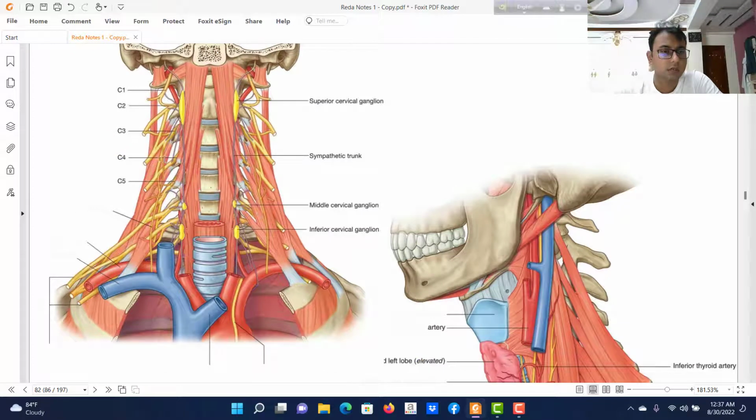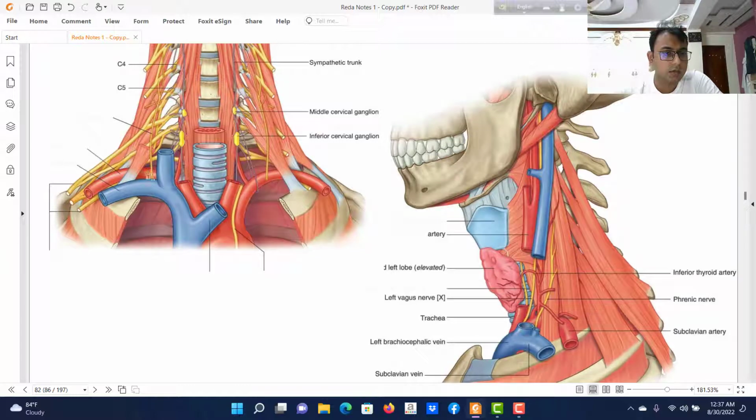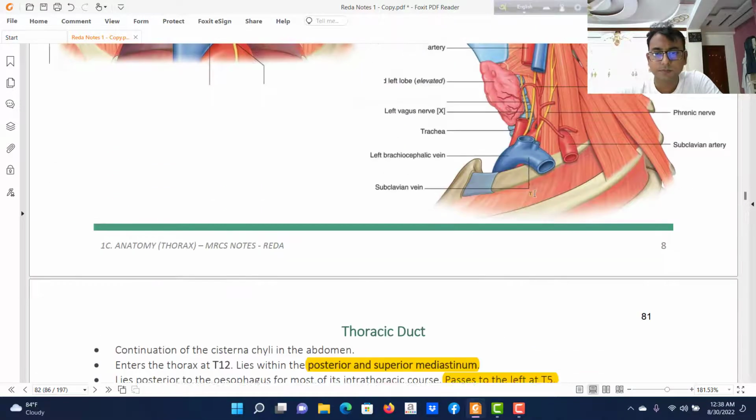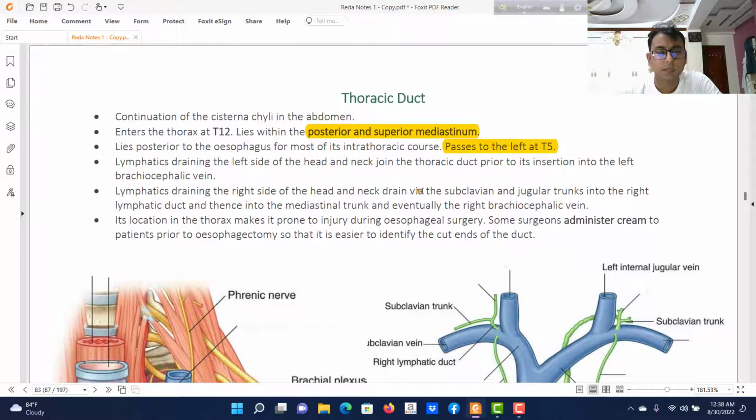So here cervical third, fourth, fifth. A nerve goes like an artery, in between artery and veins, and goes downwards. So this also goes downwards and supplies the diaphragm.